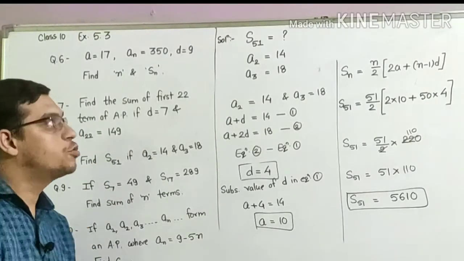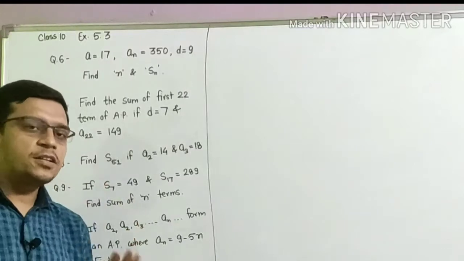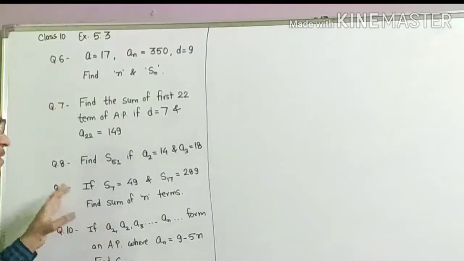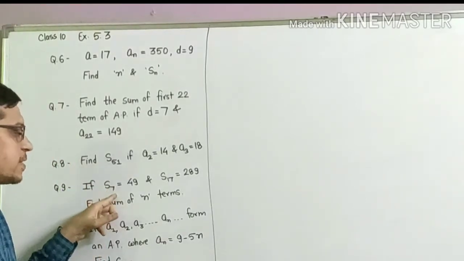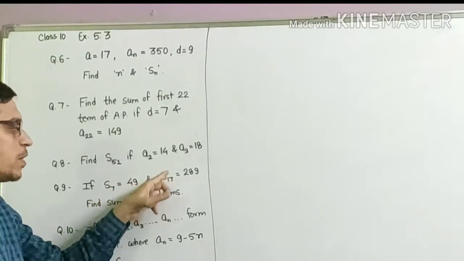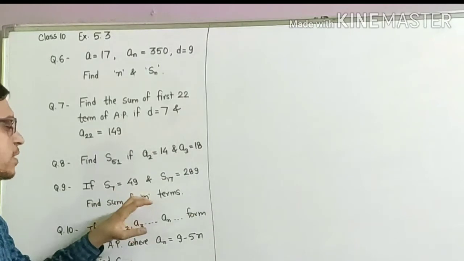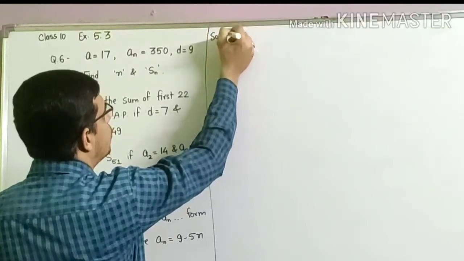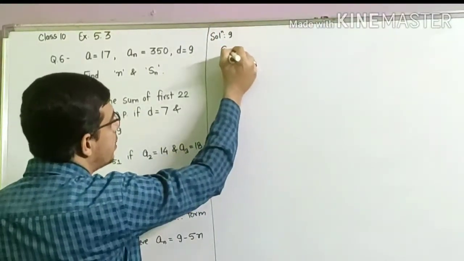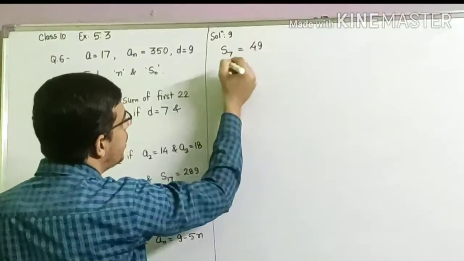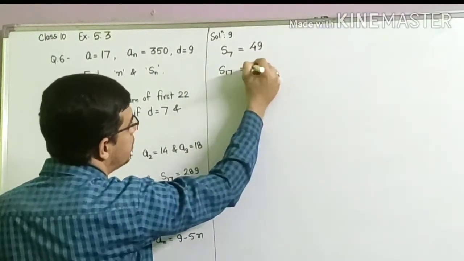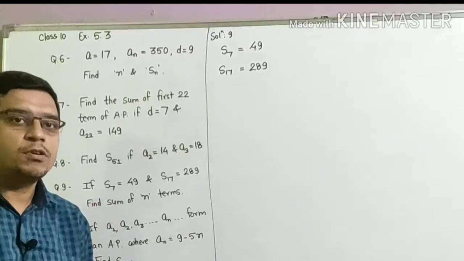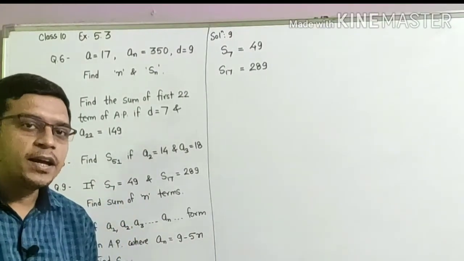Okay, this is question number 8. Next is question number 9. Mark this question as an important question. The question says, if the sum of first 7 terms is 49 and the sum of first 17 terms is 289, find the sum of n terms. Okay, so solution 9. Two things are given. Sum of 7 terms is 49 and sum of 17 terms is 289. Only these two things are given, nothing else. You have to find the sum of n terms.